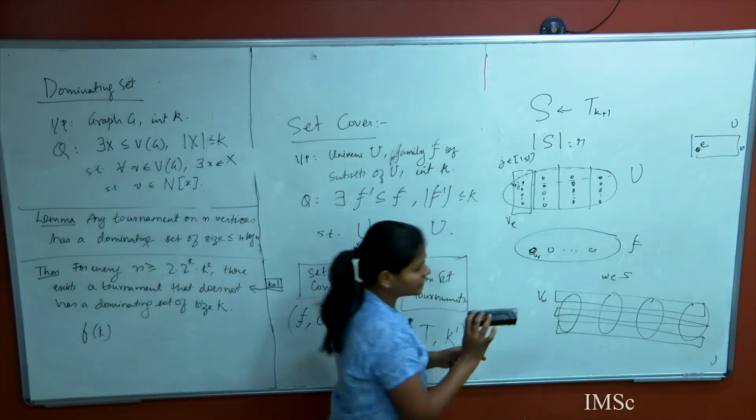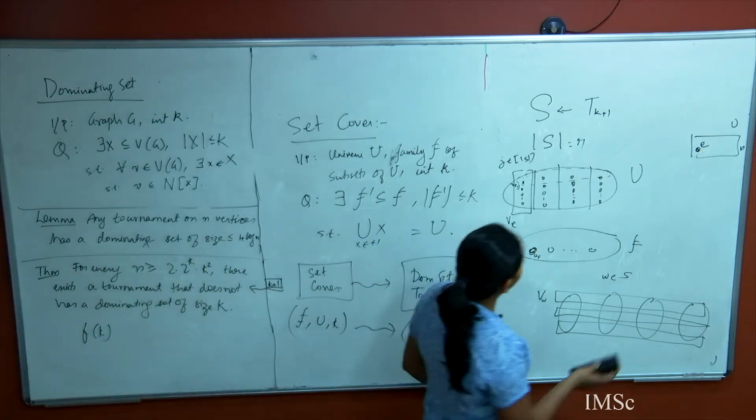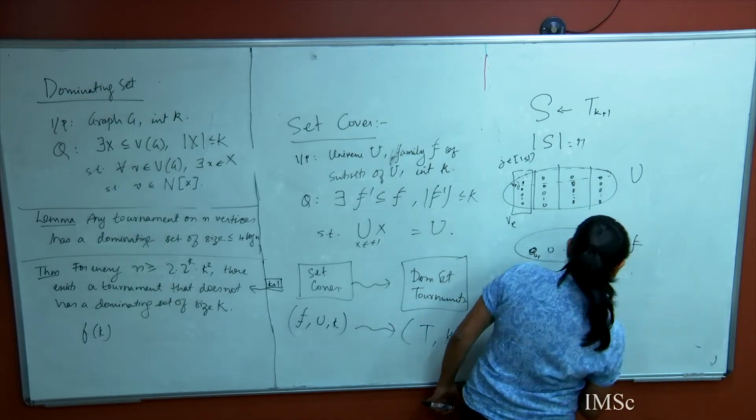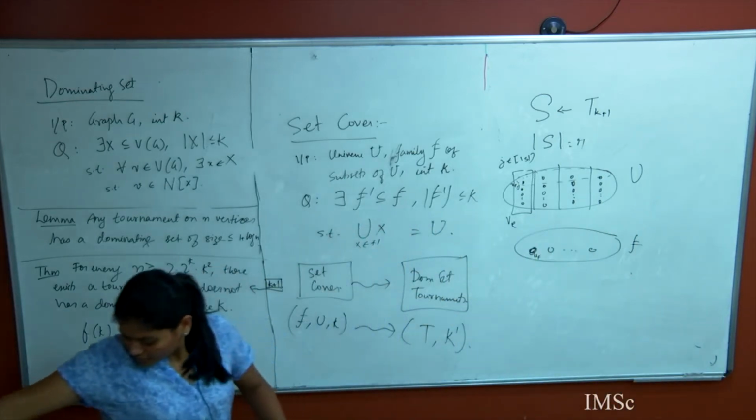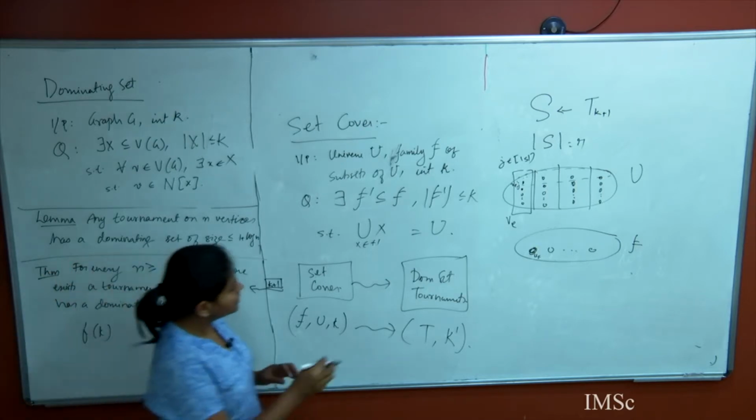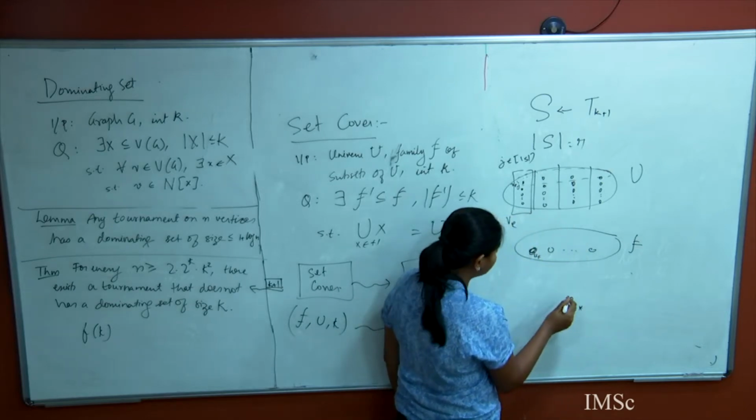Oh, okay, one more vertex will be there, which is V star. Okay. So what will be the purpose of this vertex is, so here we have this new vertex V.